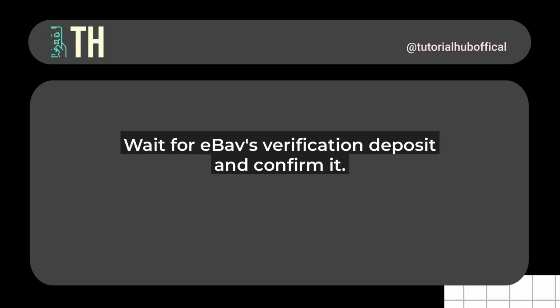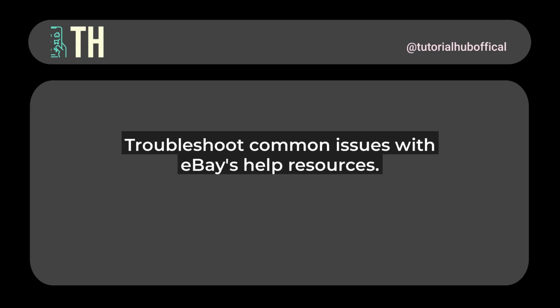After submitting, eBay will initiate a small verification deposit to your account, usually within 1 to 2 business days. Once that hits, go back to eBay, confirm the amount, and voila, your bank account is linked. If you run into any hiccups, like verification delays, check eBay's help center or contact customer support. They're super responsive. Pro tip: always use a secure network when handling financial info to protect yourself from scams.